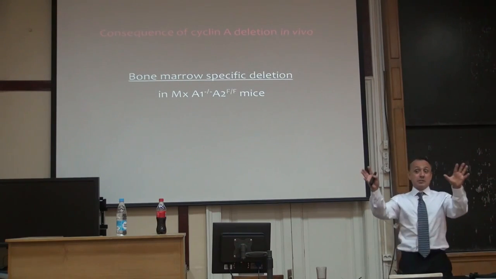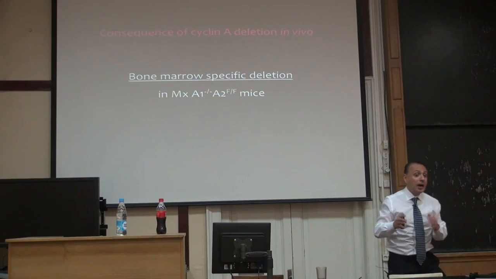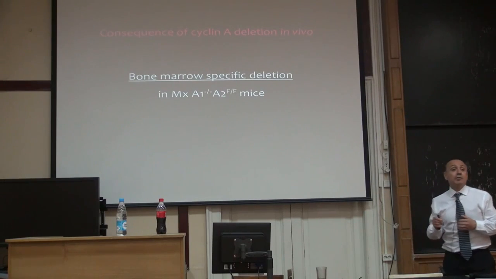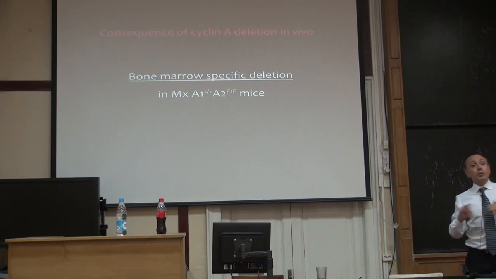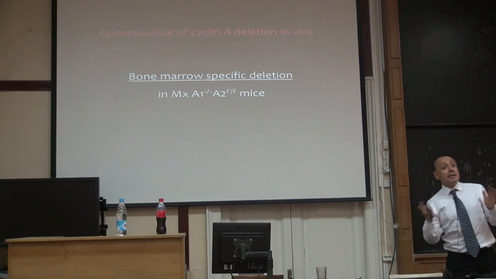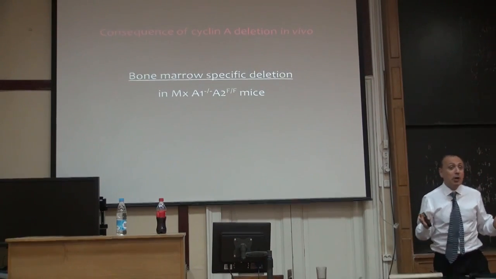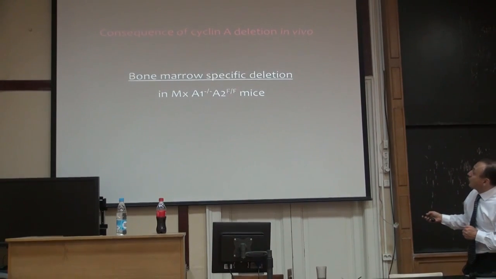So most of the models that people are making, including ourselves, are from the cell cycle field. But now we are going to have a reality check. And we are going to say, what happens if you knock out cyclin A in other compartments? Is it going to be the same story or a different story? And this is done in bone marrow.